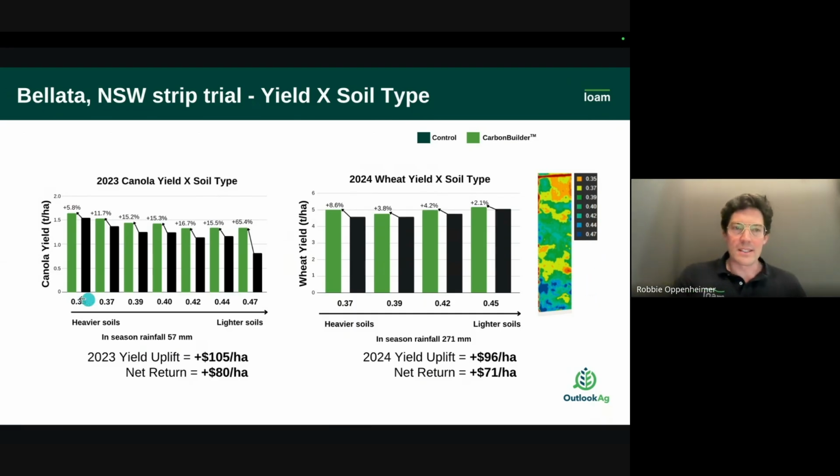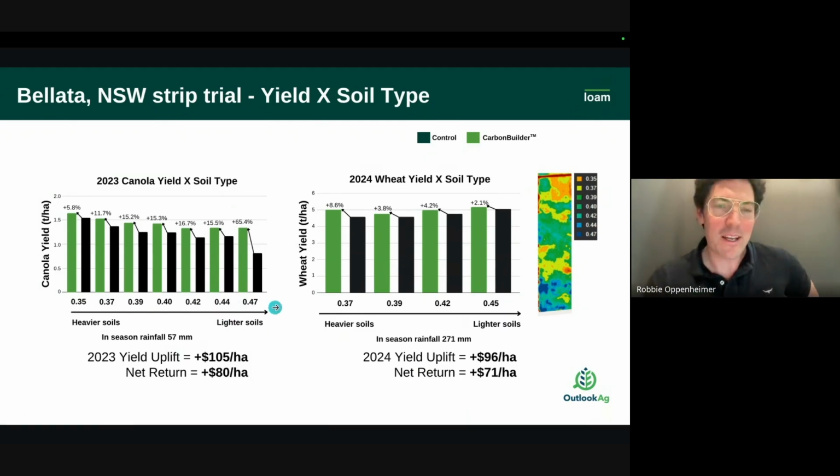And what's interesting is that then if you plot those out, so this is the heavier clay soil or the orange across that strip trial, and that's the blue in this trial area, they can see the CarbonBuilder treatment effect has an interaction with soil texture. And so in this year, in 2023, they've seen a modest yield increase, 5.8% increase in canola yield in the heavier soils and a much larger increase in the lighter soils.